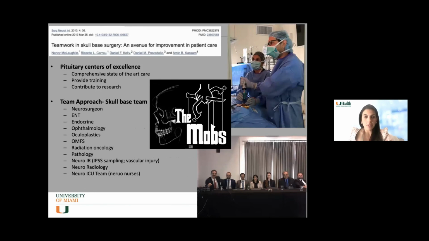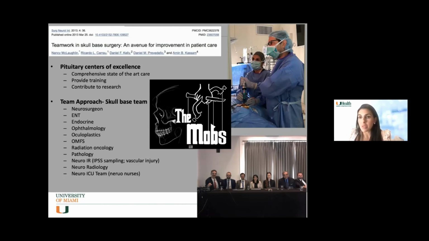I think perhaps most importantly, these tumors can be very complex, and it is important to have a pituitary center of excellence, which we do here. We're very lucky to have that. We meet every other week. The MOBs, and this includes us, ENT, endocrine, ophtho, oculoplastics, OMFS. We need our radiation colleagues to be present. Pathology needs to be present. They need to be good at telling us what they see under the microscope. Neuro-IR is very important, not only for inferior petrosal sinus sampling, but they bail us out, right? If we get a vascular injury, neuroradiology is important.